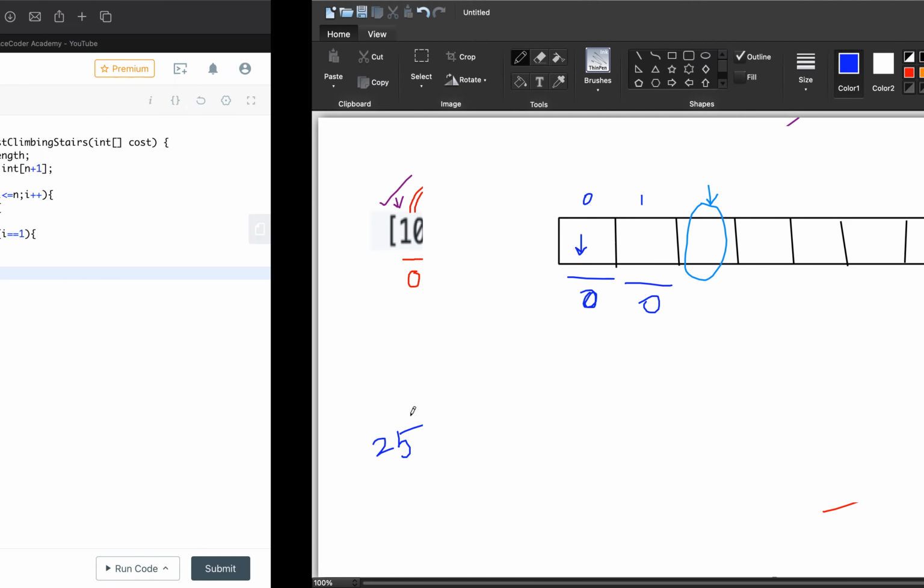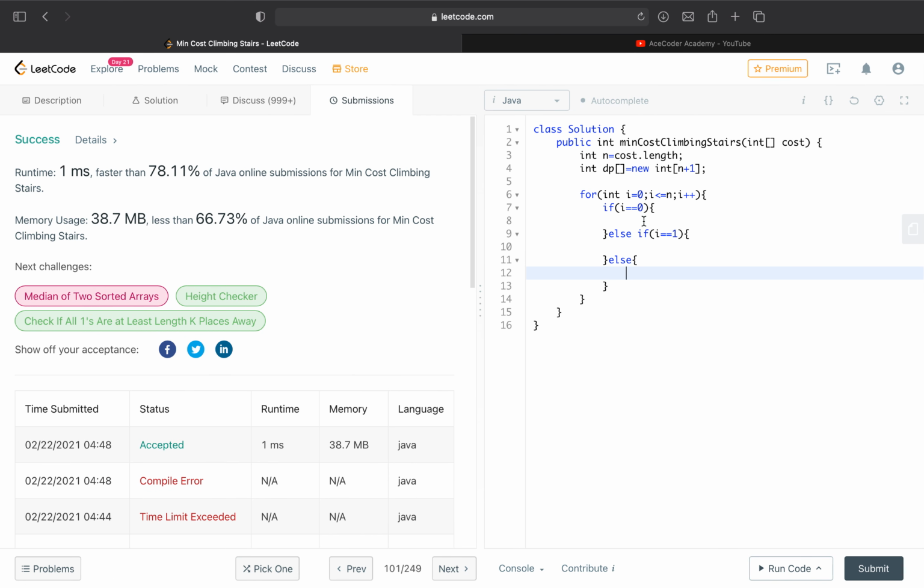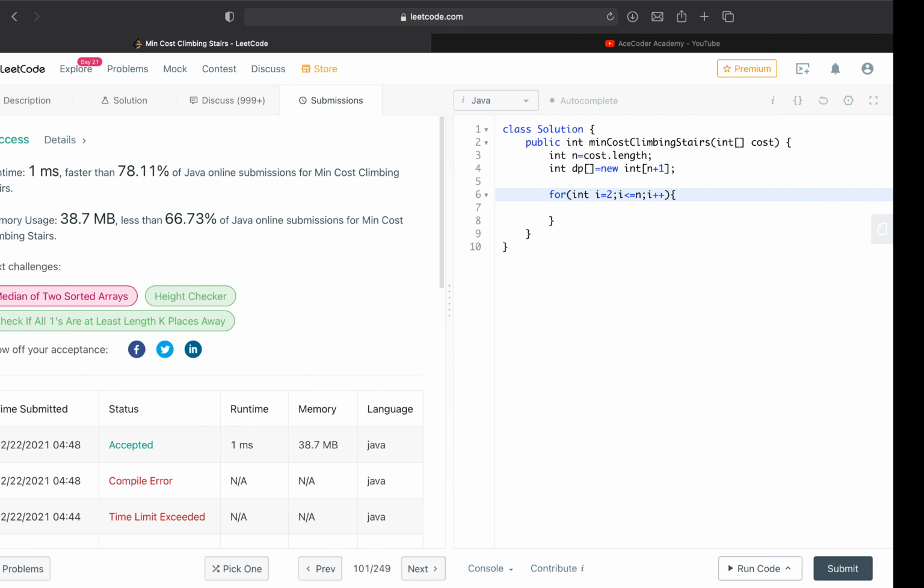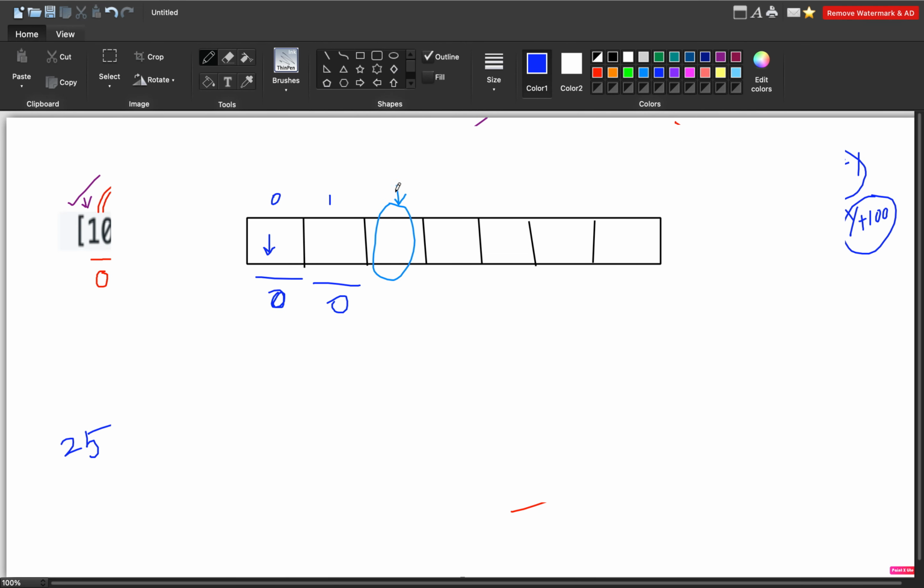Yes, it will be 0. So we don't require this, I got it wrong. So we will just start from the second index only, since we are given the choice to stand on either of them and start our journey. So basically the initial cost will be 0.